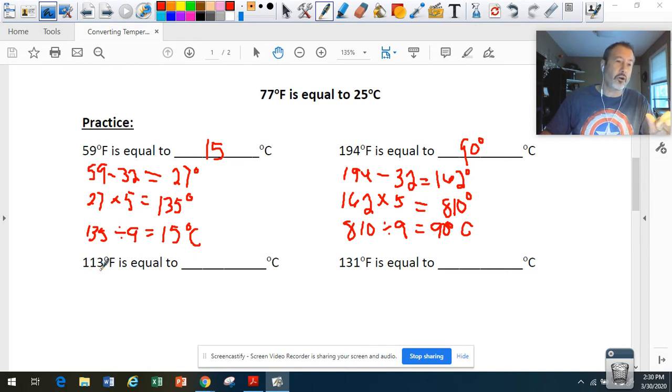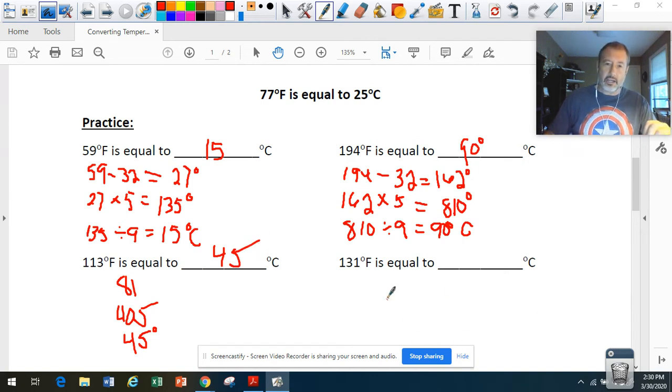So you should have subtracted your 113 minus your 32, and with that you should have got your 81. Okay? Then after you got your 81, you should have multiplied that times 5 and you would have gotten 405. And then finally, when you divided 405 by 9, that should have gave you 45 degrees Celsius. So this here should be 45. Very good. Good job, guys.